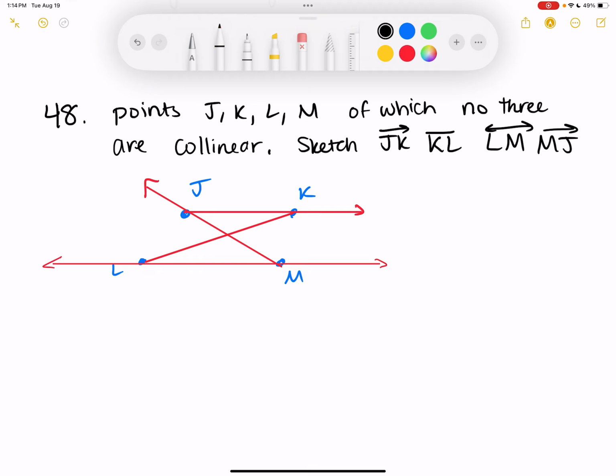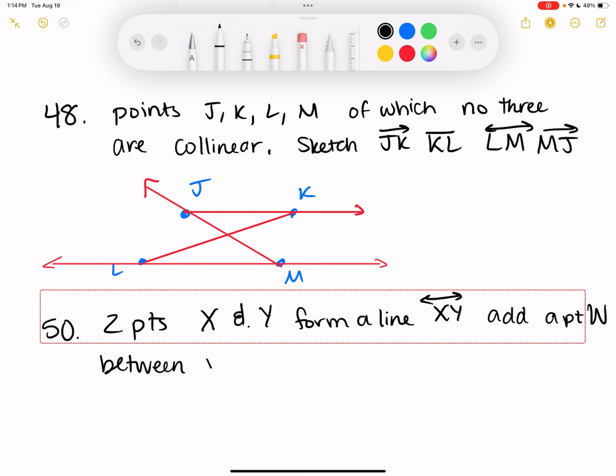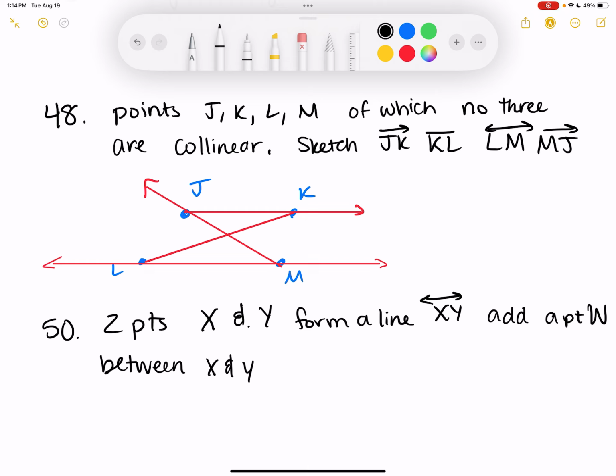All right, 50. Two points, X and Y, form a line, XY. Add a point W between X and Y so that WX and WY are opposite rays.